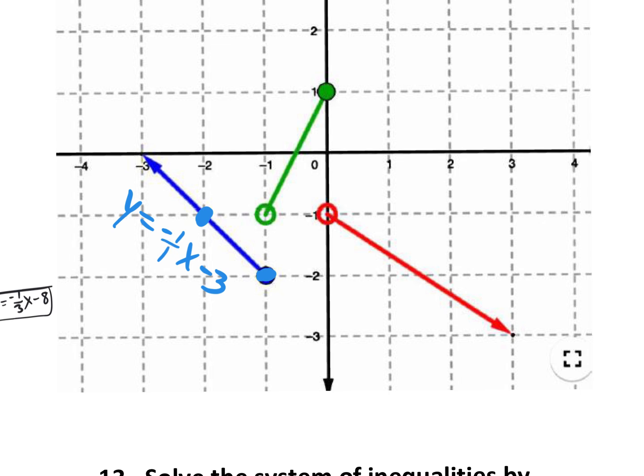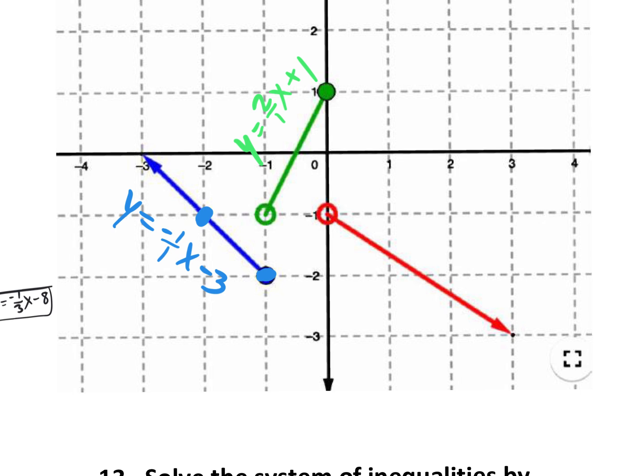Okay, let's go for the green one now. From left to right, am I going up or down? I'm going up. How many do I go up? I go up 2 over 1. So my slope is 2 over 1. So my green one's going to be y equals 2 over 1 x. And where does it cross the y-axis? At +1. So there's my equation: y equals 2x plus 1.